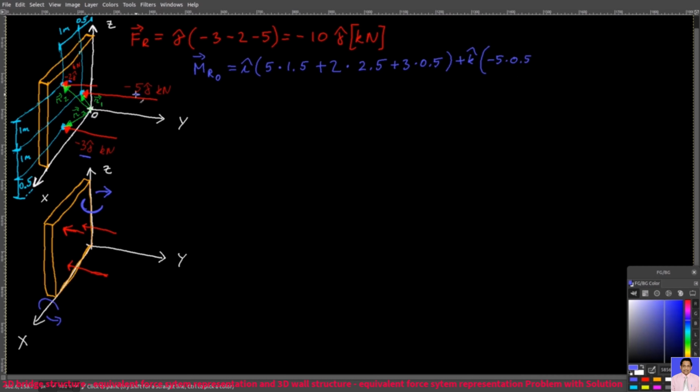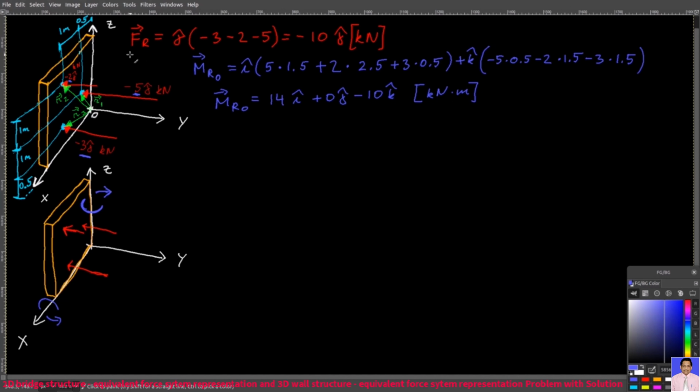So again, it's this force, but now it's 0.5 meters from the z-axis. Then you have minus 2 times 1.5. So it's again this force, and it's 1.5 meters from the z-axis. And then you have minus 3 times 1.5. So again, it's this force, and it's also 1.5 meters from the z-axis. And they are all negative because they all create a moment about the negative z-axis. And so if we add them all up, then we will have this result in kilonewton meters.